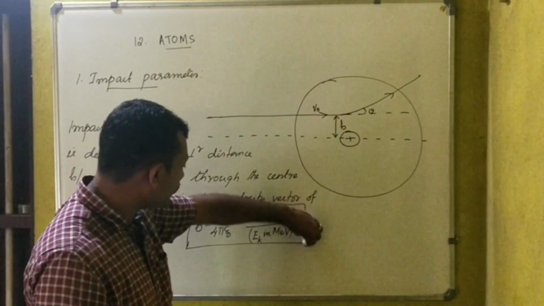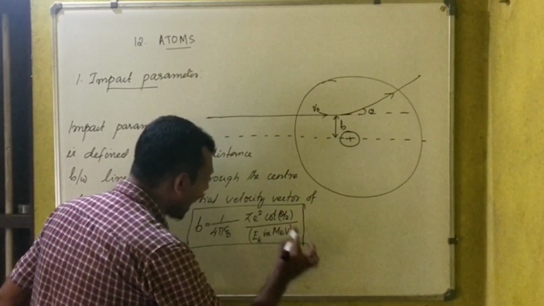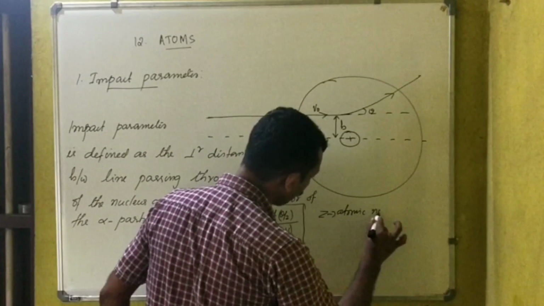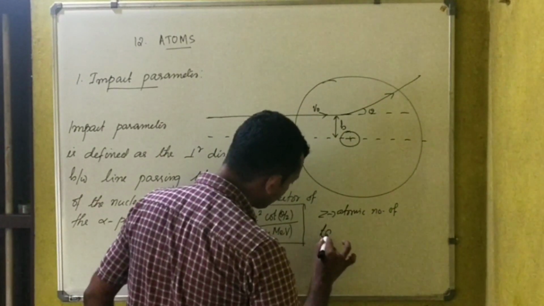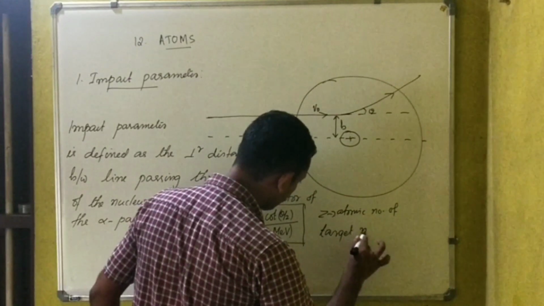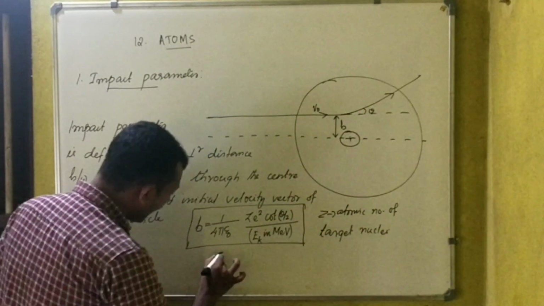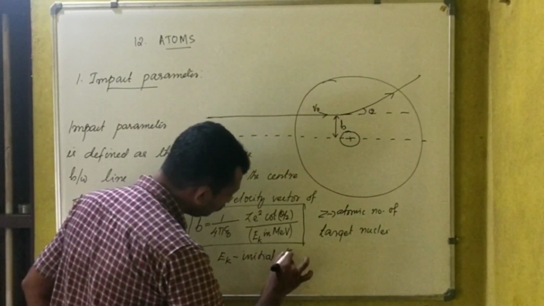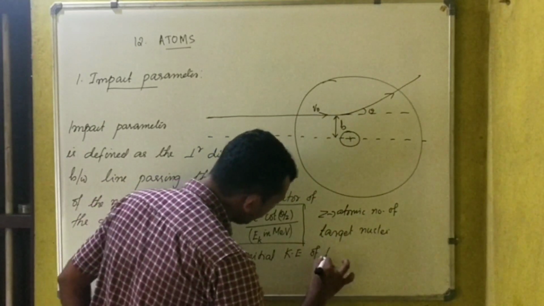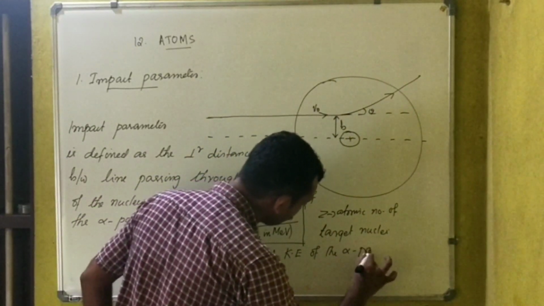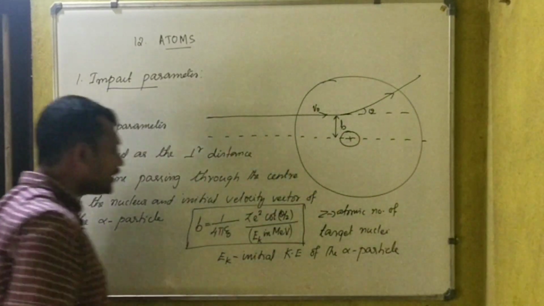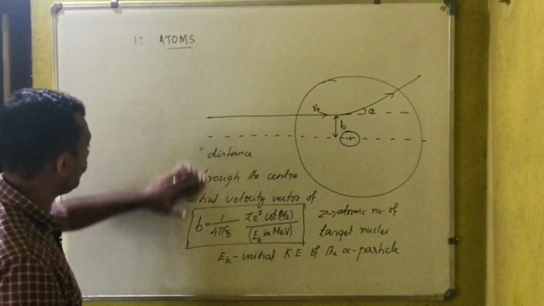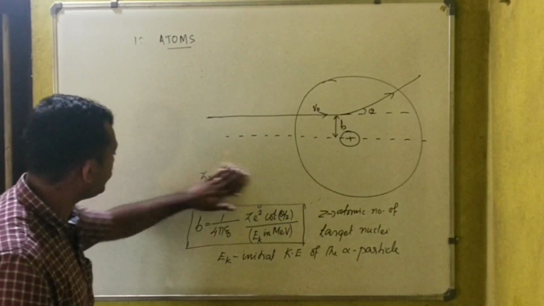Now some constants are involved here. Z, what is Z here? Z is the atomic number of target nuclei. Ek is the initial kinetic energy of the incident alpha particle, right? So Ek is the initial kinetic energy of the incident alpha particle.